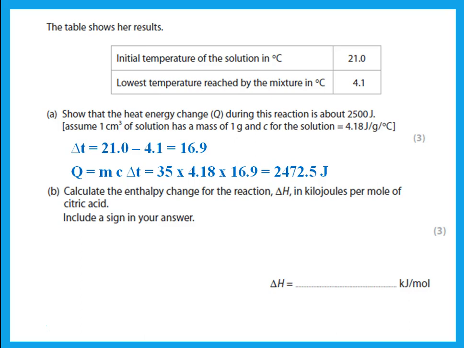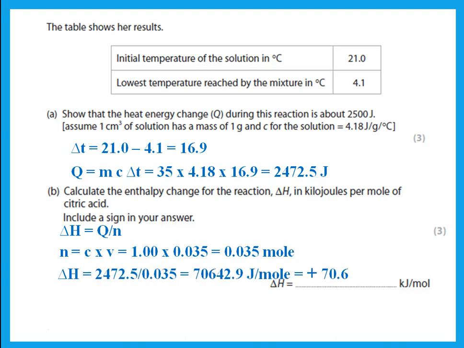Then he says, calculate the enthalpy change for the reaction. Again, how do we calculate enthalpy change? We said the enthalpy change is the Q over N. So we need to get N. Well, how do we get N? He already told me that the concentration is 1 and the volume was 35 centimeter cubed. We said before we put it into this equation, we have to divide by 1,000. So this is the number of moles that I have. Divide the Q with the number of moles. That comes out to be the delta H. If he wants it in kilojoules, I have to divide it by 1,000. So that is 70.6. But then I need a sign.